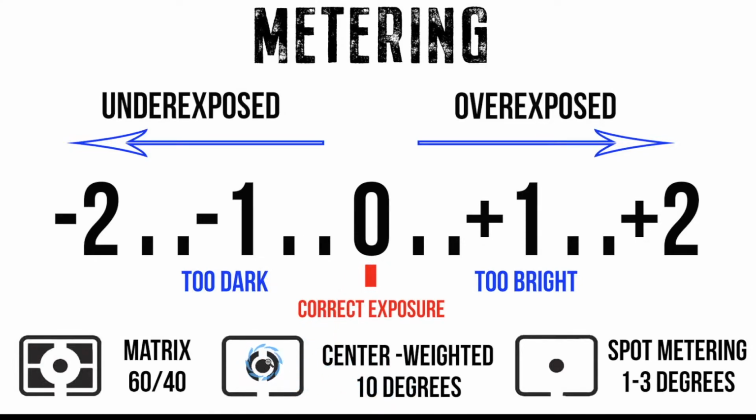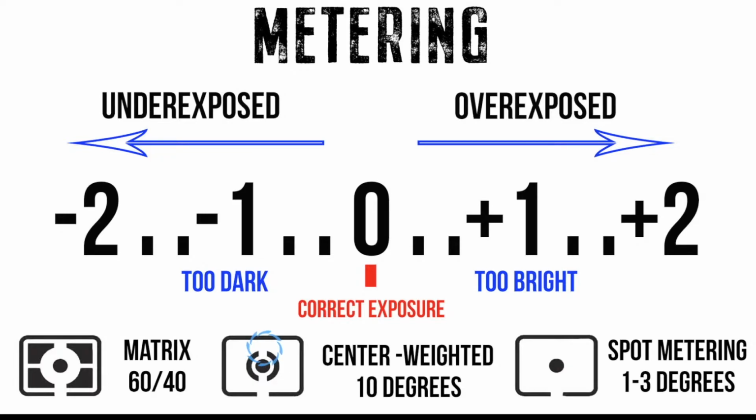Center weighted only looks at like a 10-degree spot, and different camera manufacturers might vary a little bit, but we're just going to say 10 degrees for sake of this video. It is weighting the center portion and it's not looking out here. So what this allows you to do is put it on a specific area. So if you had a lot of black out here, but you wanted to meter for someone's face, you could use a center weighted measuring system if you were up close and put this on their face.